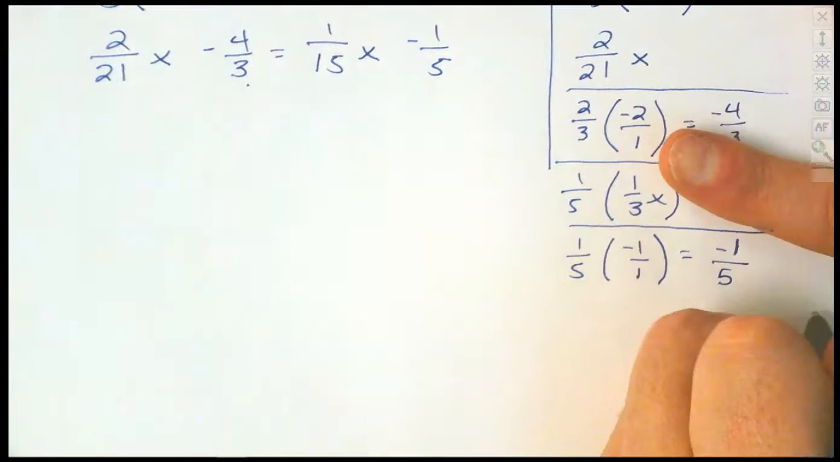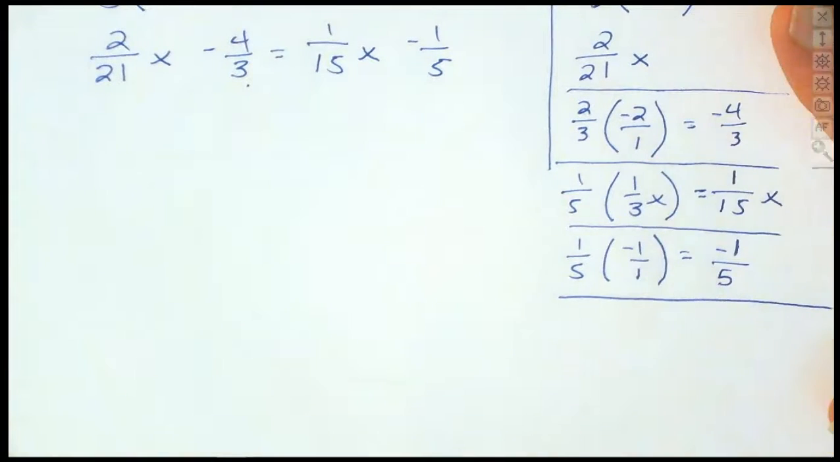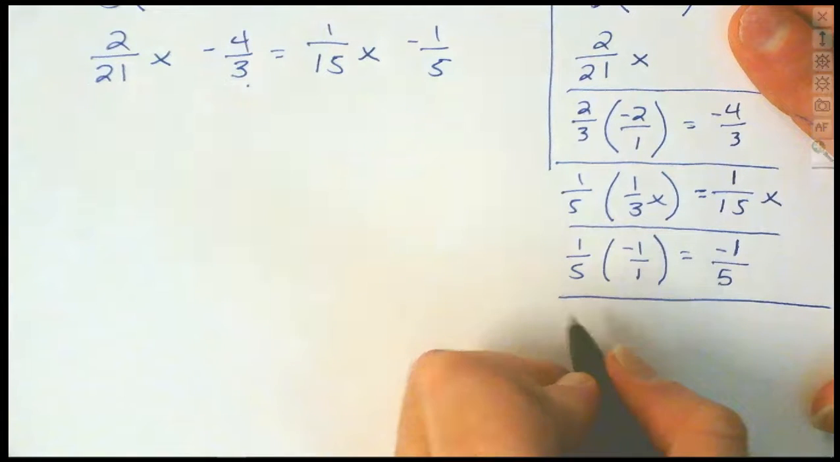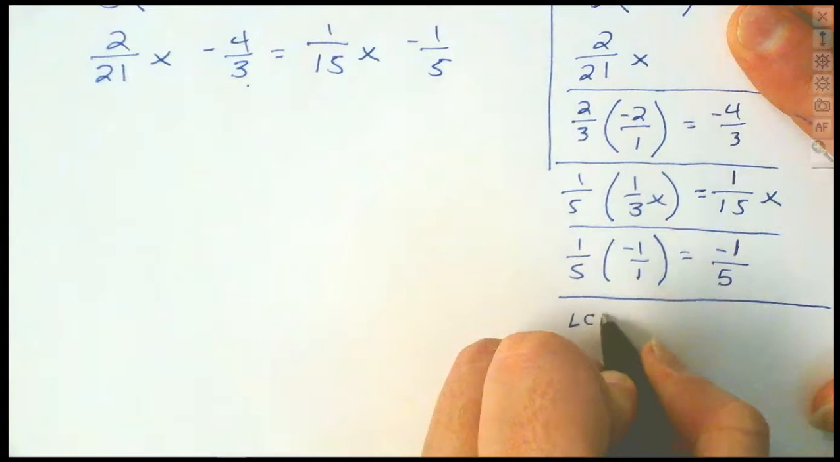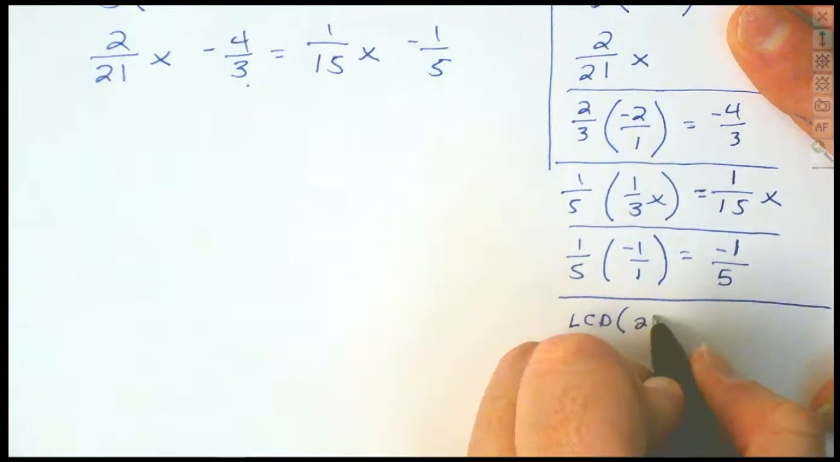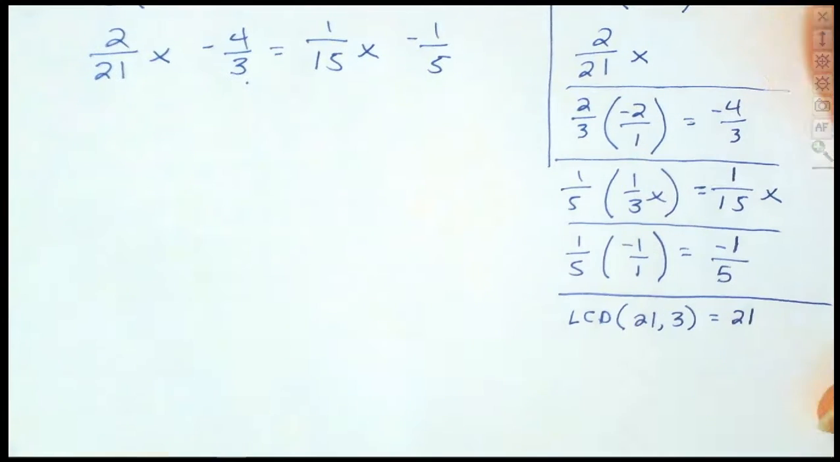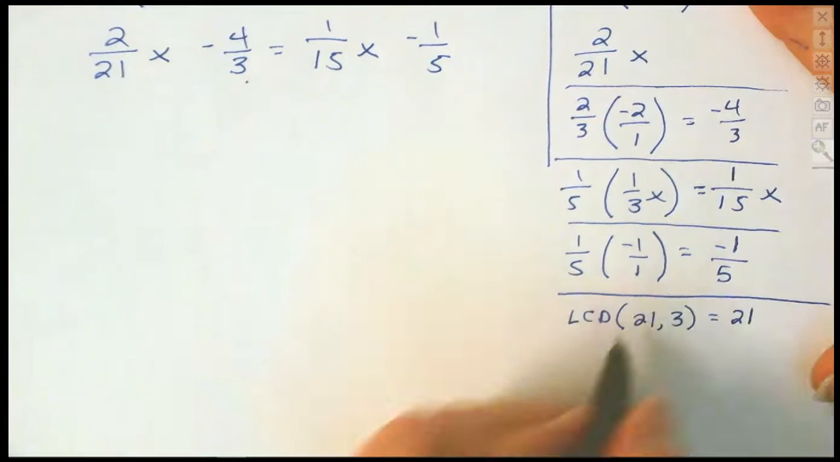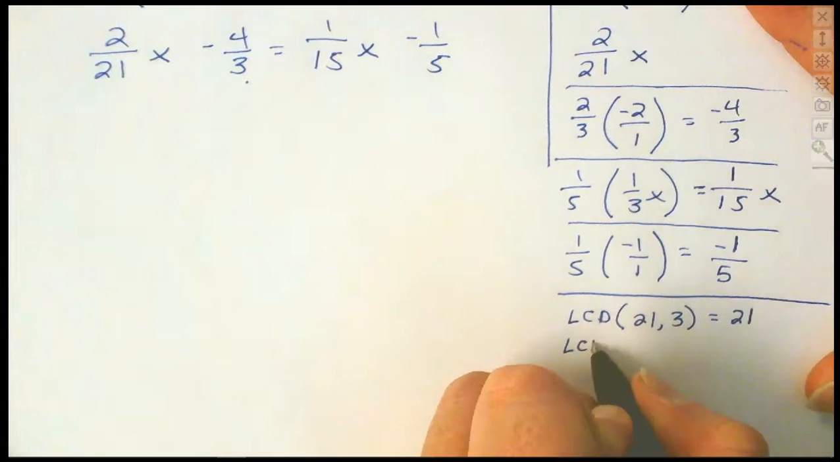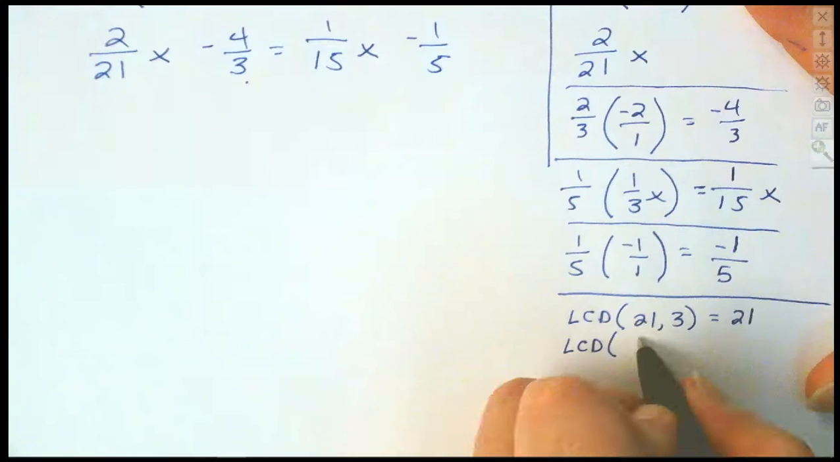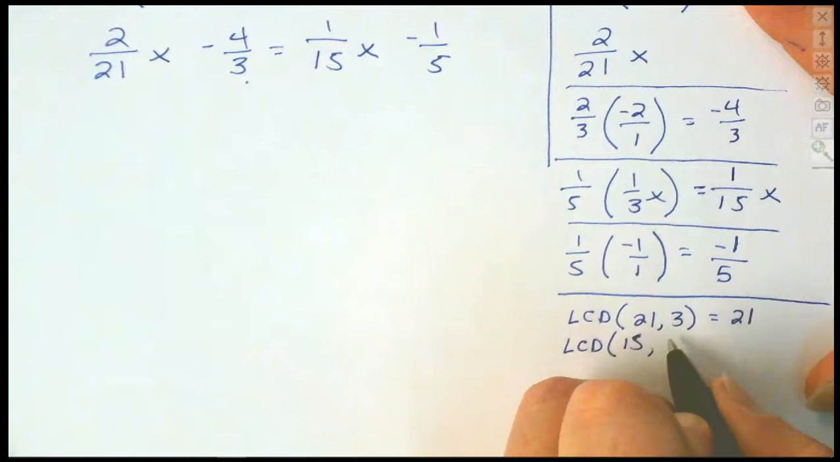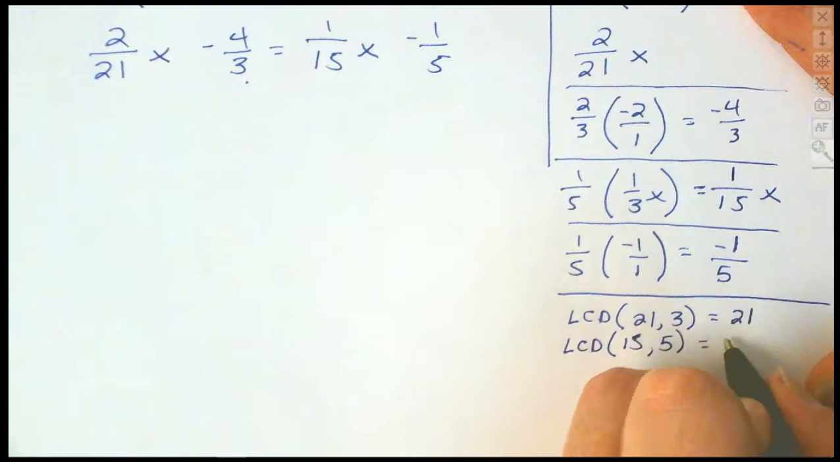So, what's our least common denominator going to be? Well, let's start with the left-hand side. Least common denominator, 21 and 3, is going to still be a 21, right? Because 21 goes into 3, 21 goes into itself. What about the right-hand side? The least common denominator of 15 and 5 is a 15.